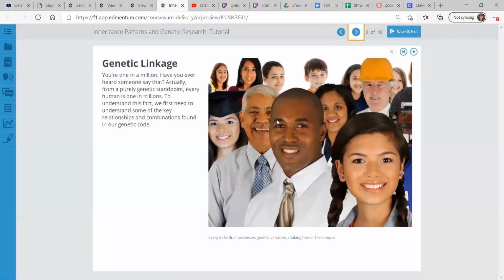Genetic linkage. All right, so you're one in a million. Have you ever heard someone say that? Actually, from a purely genetic standpoint, every human is one in trillions. And to understand this fact, we need to understand some of the key relationships and combinations found in our genetic code.